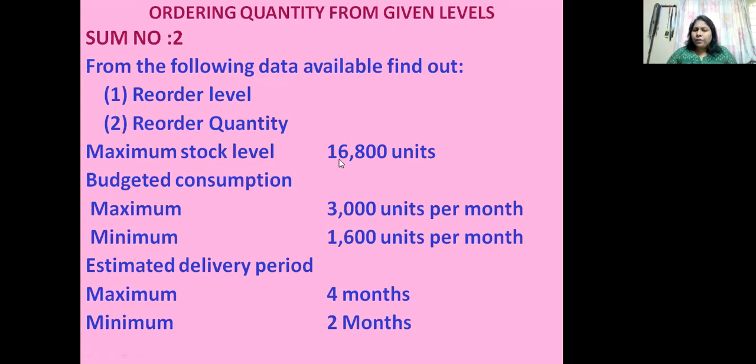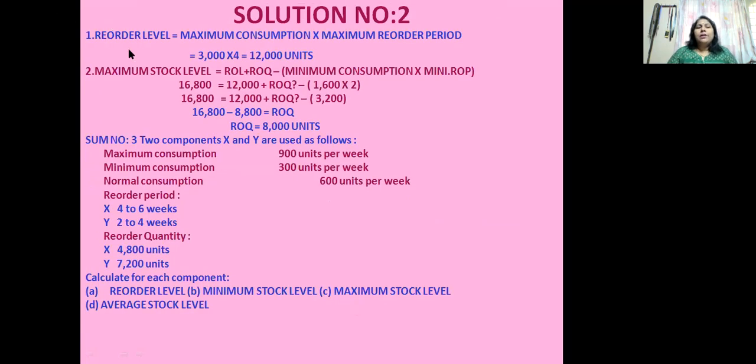I will make use of this information to calculate the reordering quantity. This is one of the problem models, have an understanding. Reorder level, I can calculate very easily by applying the formula: maximum consumption 3000 units into maximum reorder period of 4 months. First, I'll finish the calculation. Reorder level, maximum consumption into maximum reorder period, 3000 into 4, 12,000 units, right?